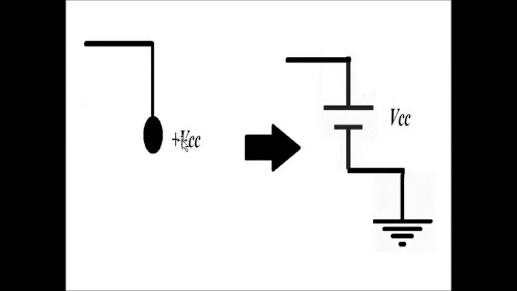Now whenever a point is connected to plus VCC, it means that it is connected to the positive end of the supply voltage VCC and the negative end is connected to ground. The plus VCC means this free end is connected to the positive end and the negative end is connected to ground. This is the equivalent of this symbol. The supply voltage always has a ground.